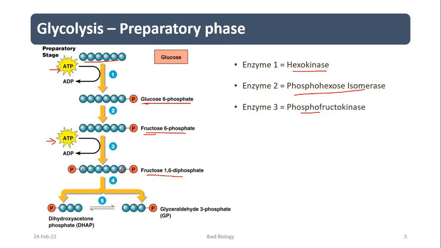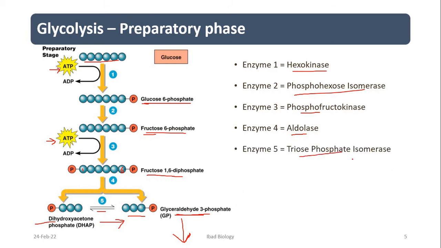The fructose 1,6-diphosphate molecule splits into two 3-carbon molecules known as glyceraldehyde 3-phosphate and dihydroxyacetone phosphate. The reaction is catalyzed by the enzyme aldolase, and these two molecules are isomers and are interconvertible. The equilibrium of the reaction is in the direction of glyceraldehyde 3-phosphate, because it is the glyceraldehyde 3-phosphate which is processed in the next step of glycolysis, known as the oxidative phase. Dihydroxyacetone phosphate is converted into glyceraldehyde 3-phosphate by an enzyme known as triose phosphate isomerase.